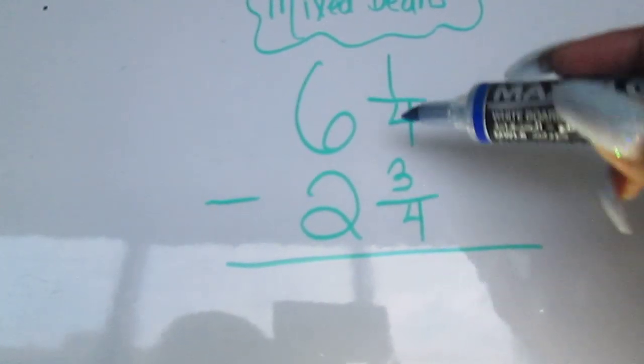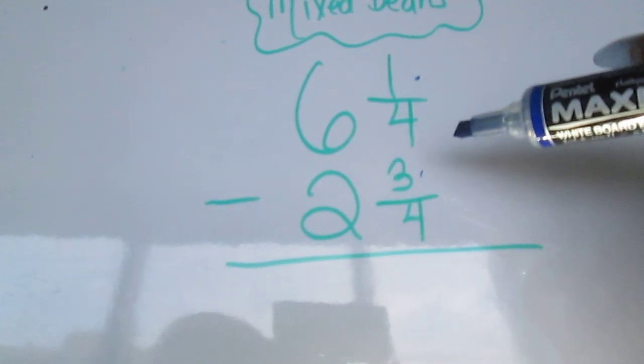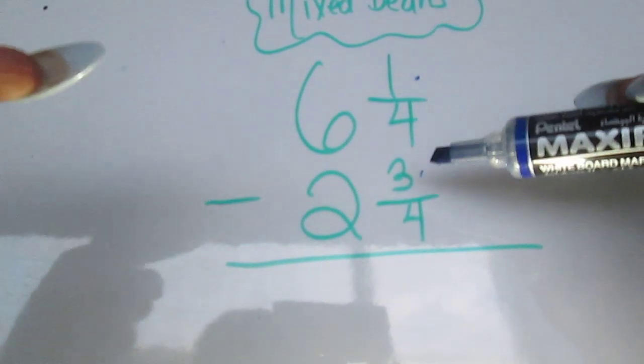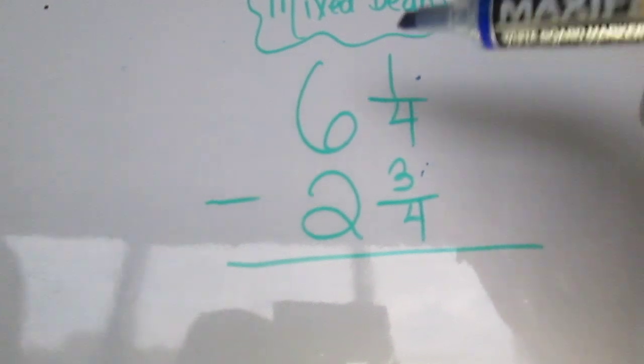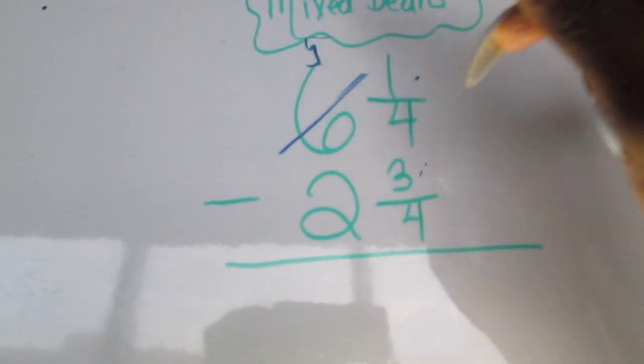But the other thing I notice is that the 3 is less than 1. So even if this were whole numbers, I couldn't subtract 3 from 1. So let's do our steps. We're going to have to borrow a whole number from here.